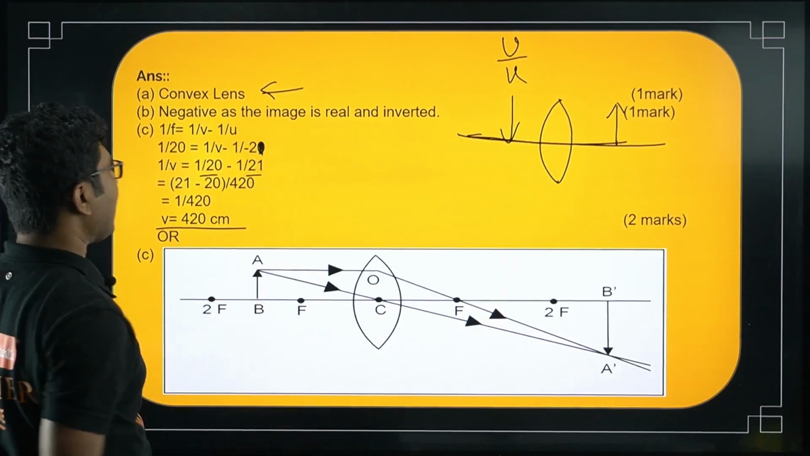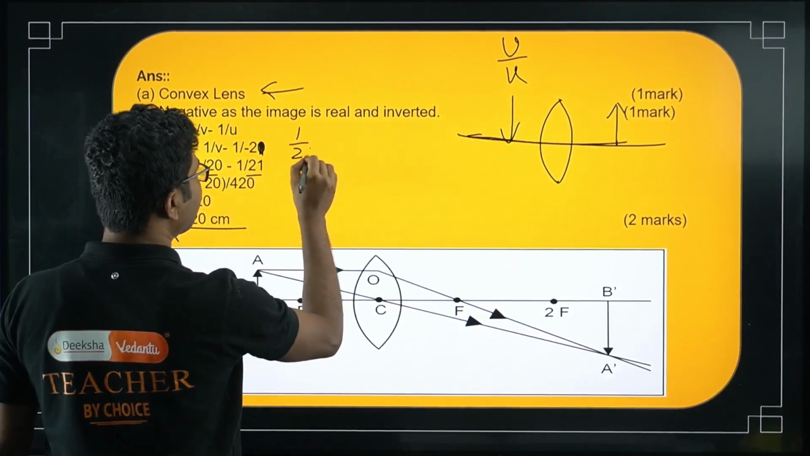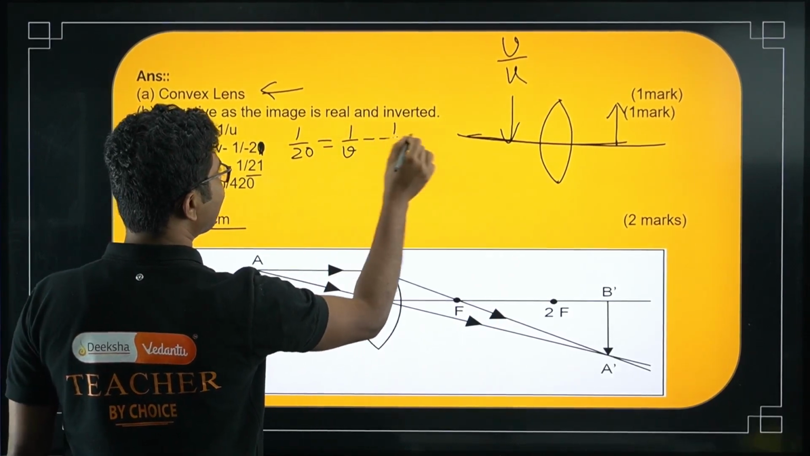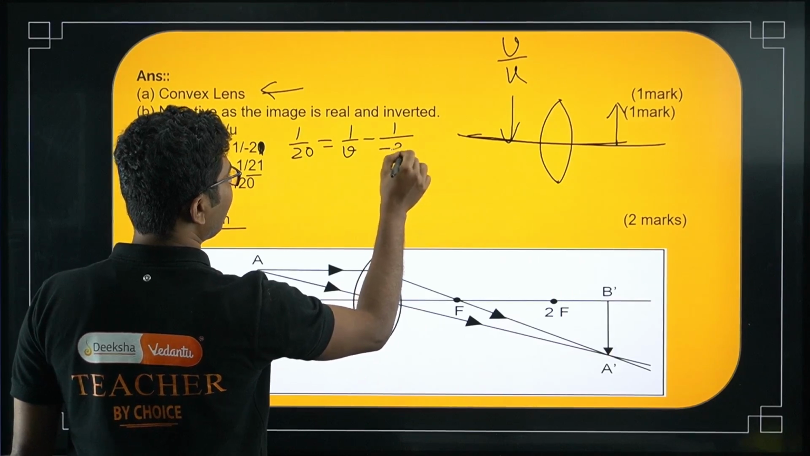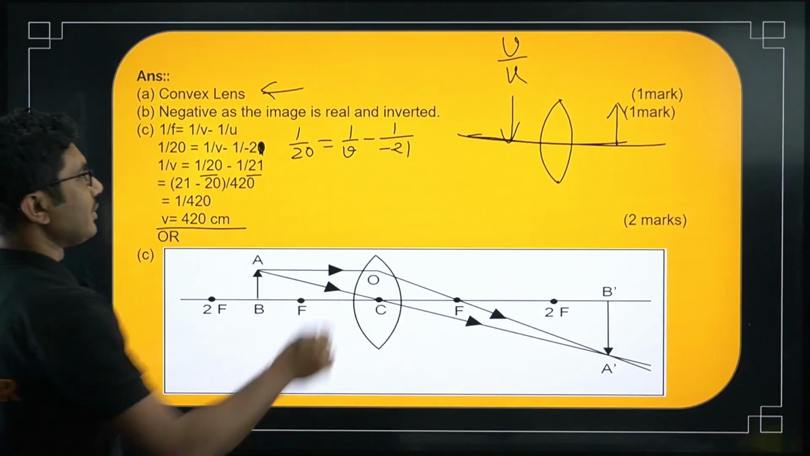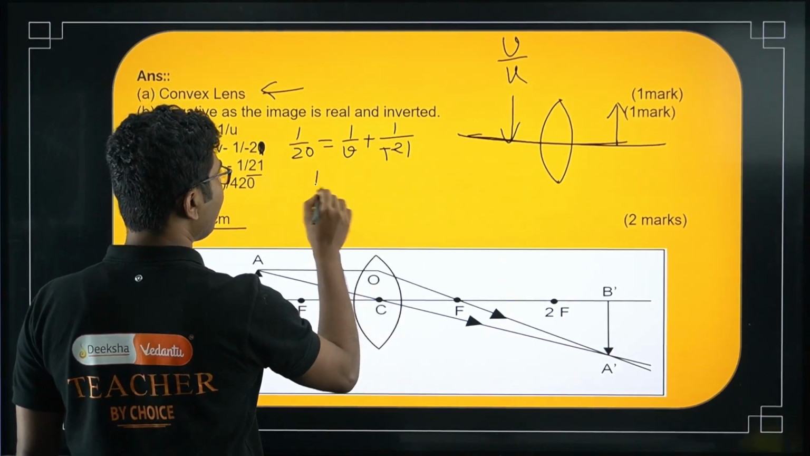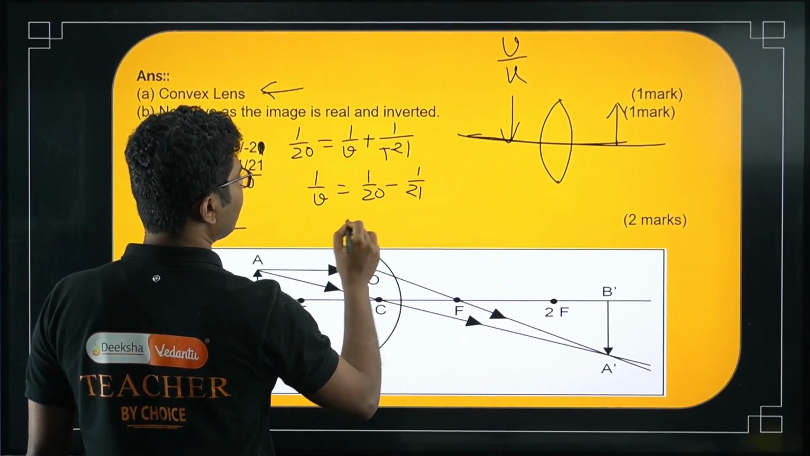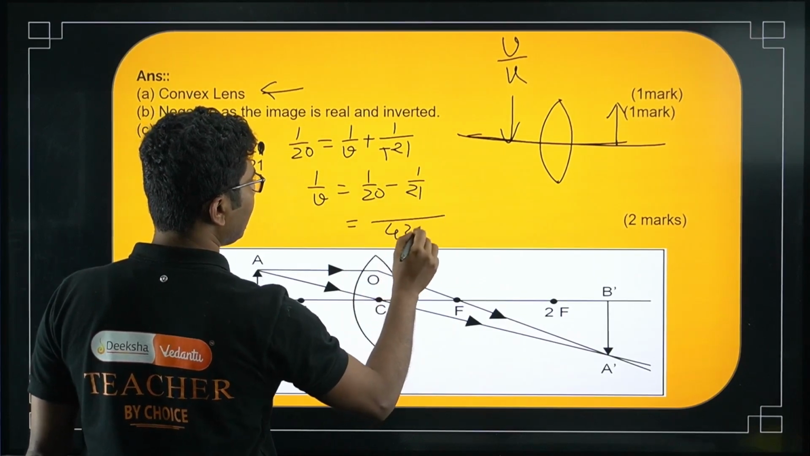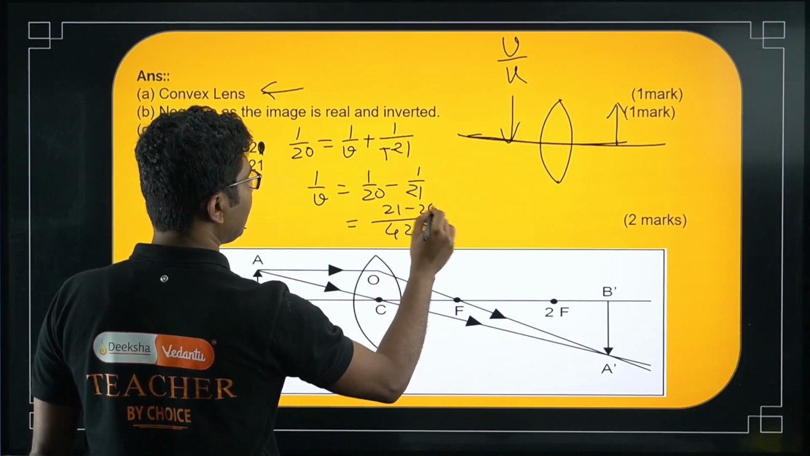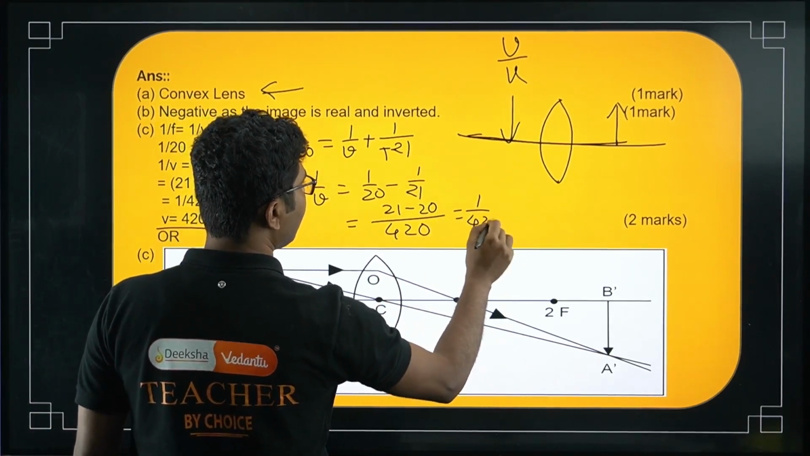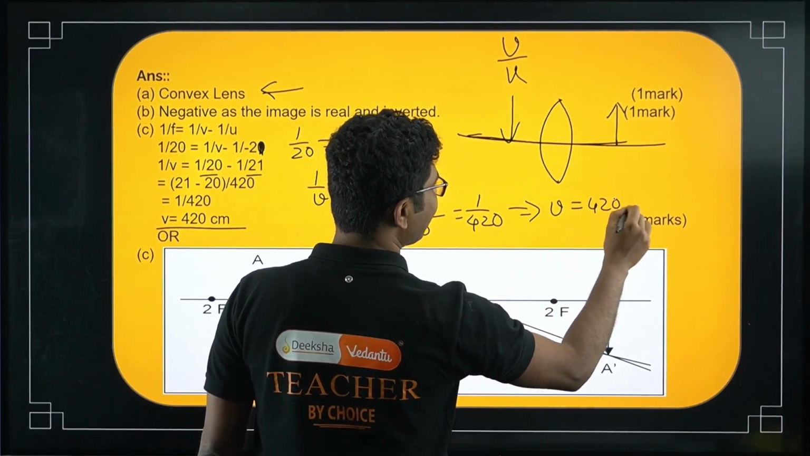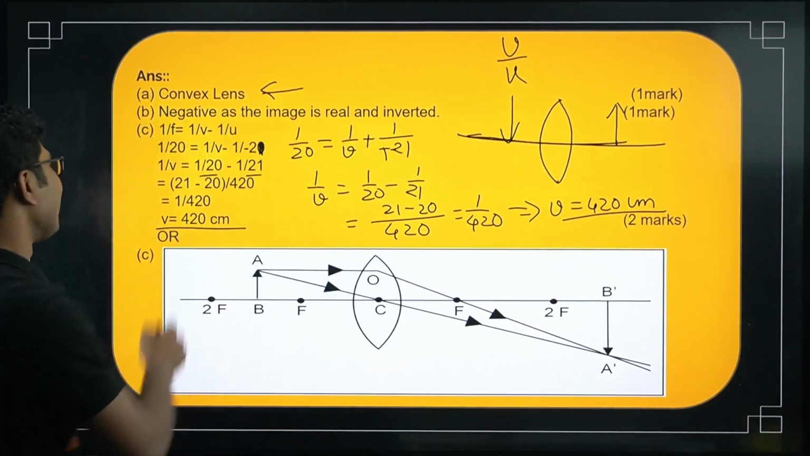So 1 by F equals 1 by V minus 1 by U, so minus 1 by minus 21. This is the formula. So this will become plus. So it will be 1 by V equals 1 by 20 minus 1 by 21. So the LCM is 420. So it will be 21 minus 20, that is 1 by 420. So V is equal to 420 centimeter. Okay, so this is the answer for this question.